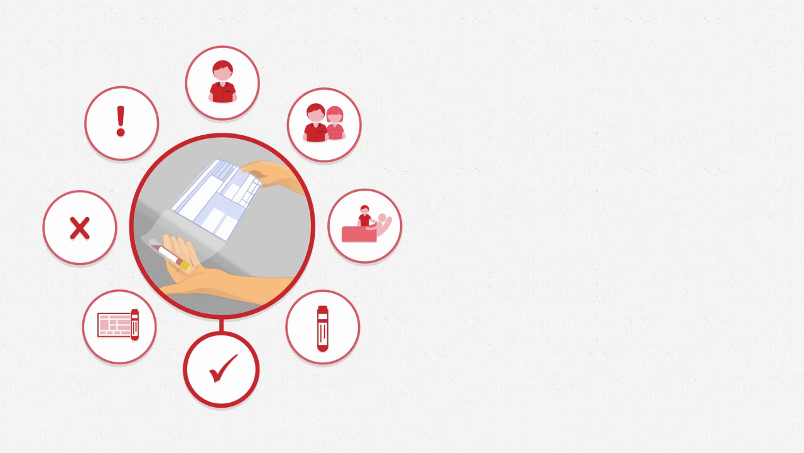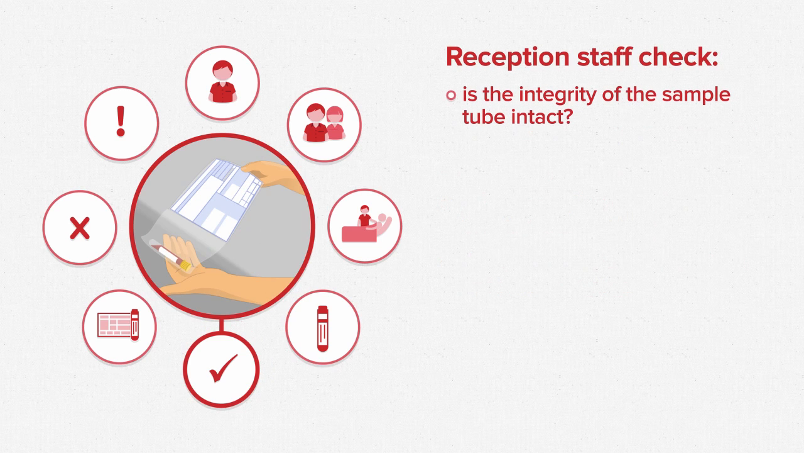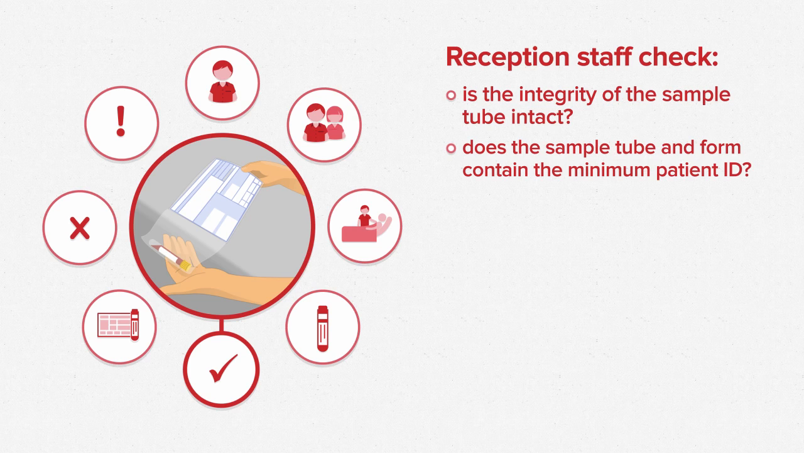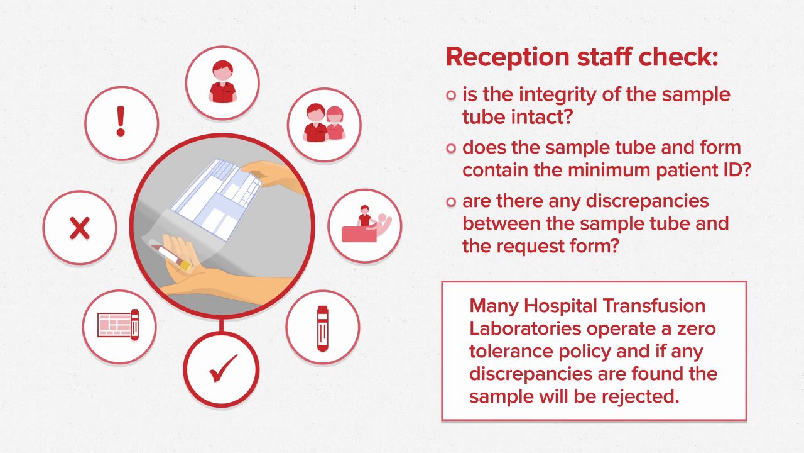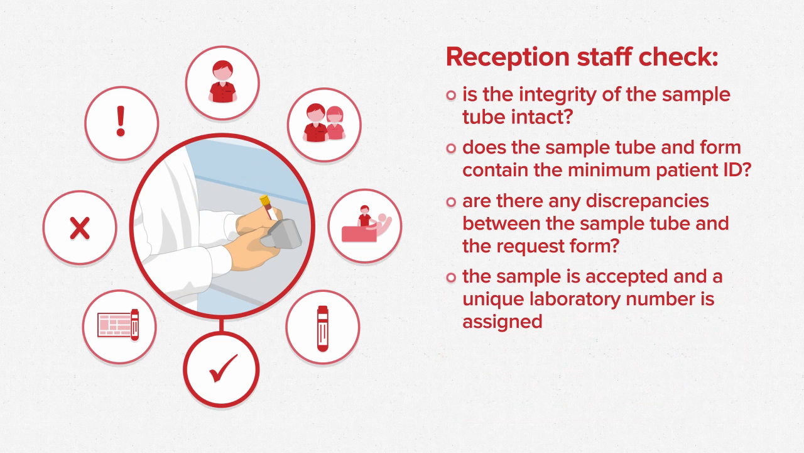When the sample arrives at the specimen reception, staff will check, is the integrity of the sample tube intact? Does the sample tube and form contain the minimum patient ID? Are there any discrepancies between the sample tube and the request form? Note that many hospital transfusion laboratories operate a zero-tolerance policy, and if any discrepancies are found, the sample will be rejected. The sample is accepted, and a unique laboratory number is assigned.